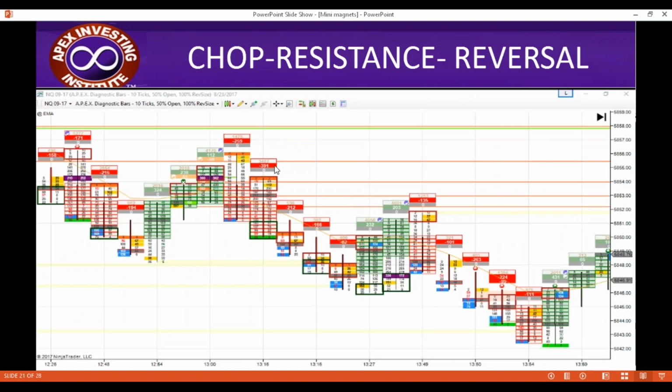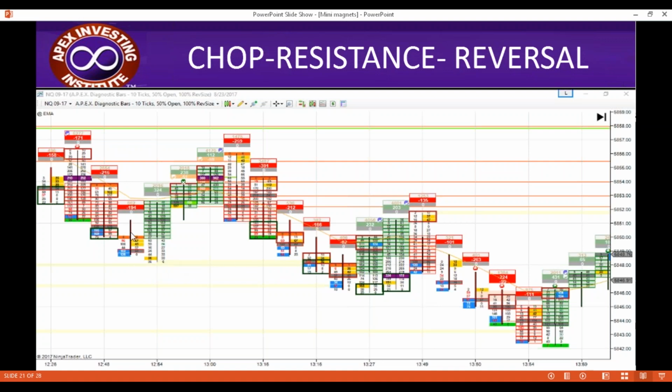What do we see right here? We've got this mini magnet. We've got this mini magnet. We've got this mini magnet. See these 2 mini magnets? They were placed back here already, weren't they? They were made way back here. And the market's kind of chopping around. It comes down to this mini magnet and it bounces and it leaves another one right there. You see that? That's like 2 on top of each other.